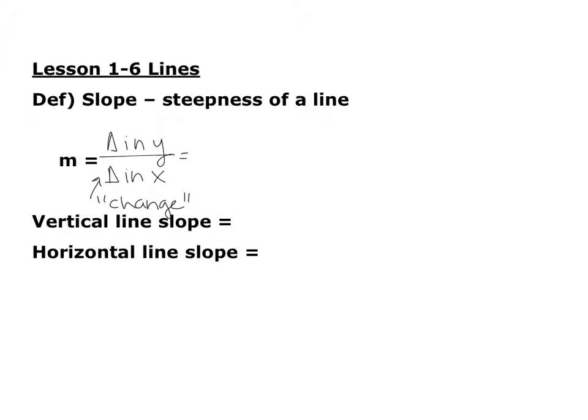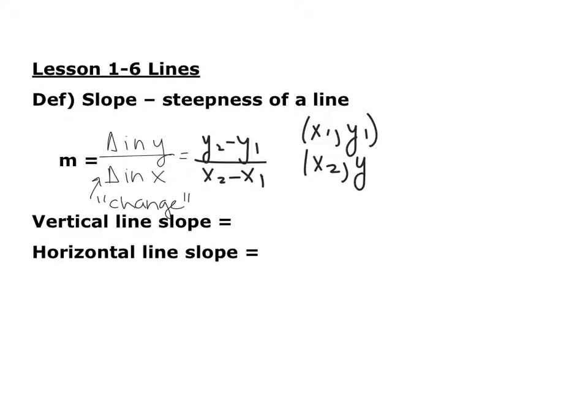We have that slope formula that you've probably seen a lot of times, which is y2 minus y1 over x2 minus x1, where (x1, y1) is one coordinate and (x2, y2) is another coordinate. You can pick any two coordinates on the line and this will work. And you always simplify down to the same slope.